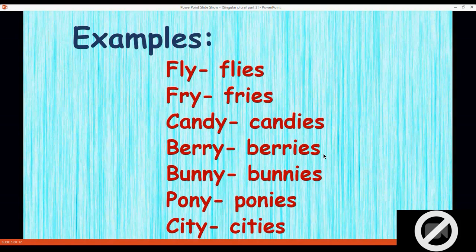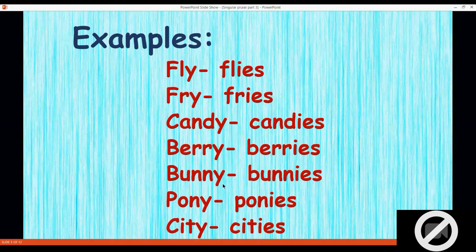Varnika, I am unmuting now. Okay, Varnika? Yes, Varnika. Can you read the next word? Bunny. Oh, bunny.